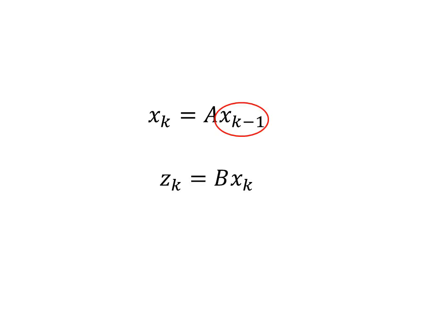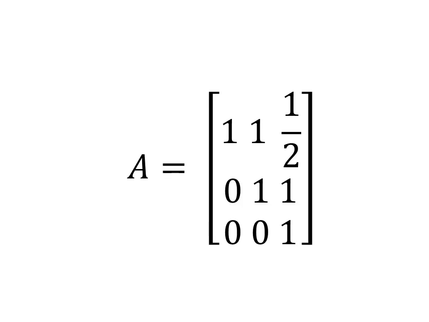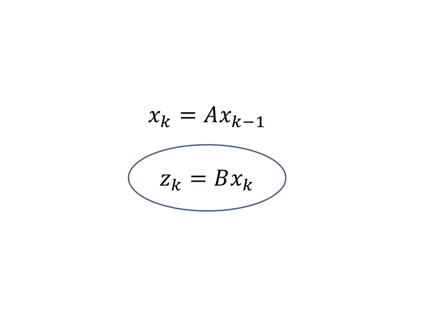Because what is defined as the state varies from problem to problem, linear dynamic systems use a matrix, here shown as A, to describe the operation used on the previous state to calculate the current state. Because we assume constant acceleration, this operation is fairly simple and uses standard physics kinematic equations. This lets us define A as the following, and when multiplied by X of k minus 1, gives us X of k.